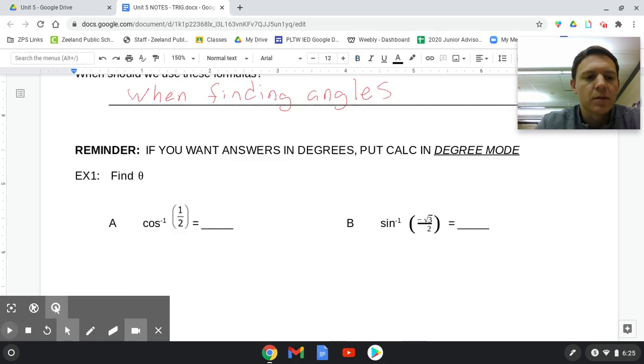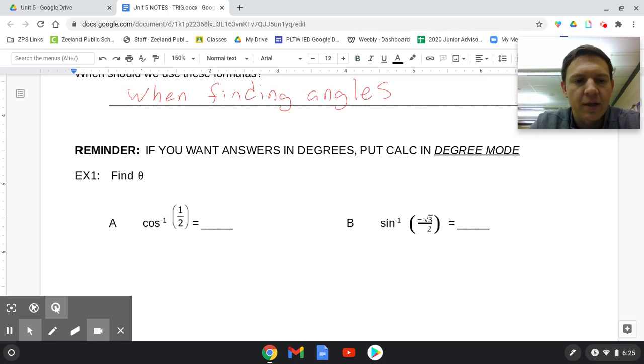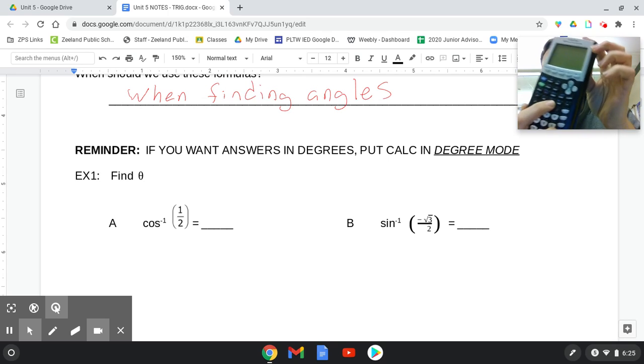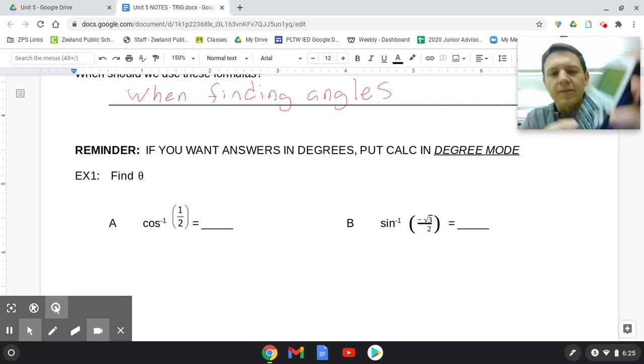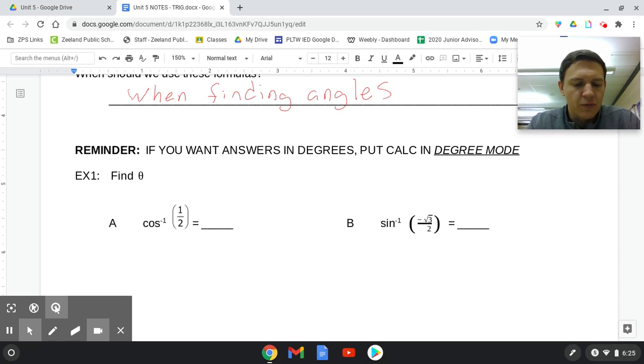Let's see some examples. Find theta, or just find the angle. Part A, inverse cosine of 1/2 is equal to blank. In your calculator, there should be an inverse cosine button. Pulling my calculator out right now. It's the lettering above the regular cosine button. So if you hit the second command, and then hit the cosine button, right above, there's an inverse cosine. Hit that. Type in 1 divided by 2 or the fraction 1/2 and hit enter.